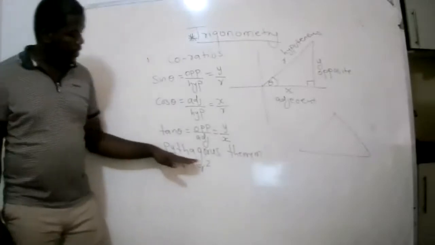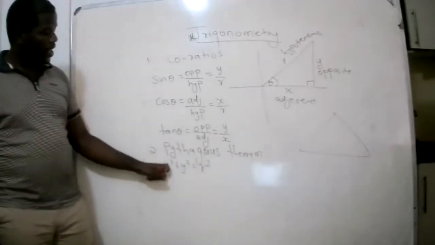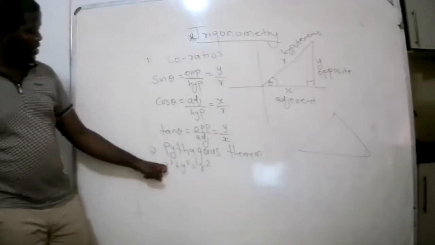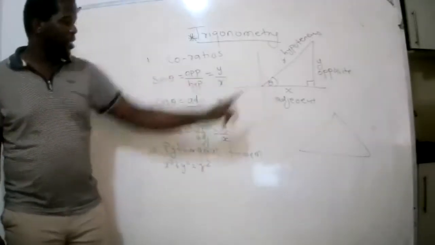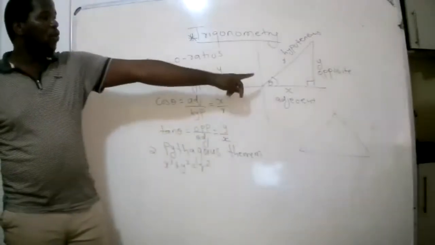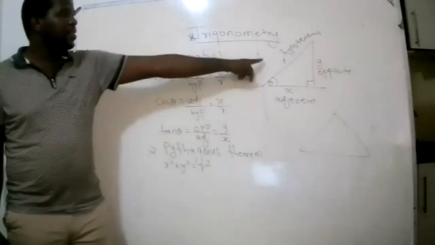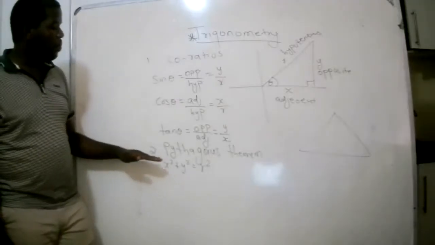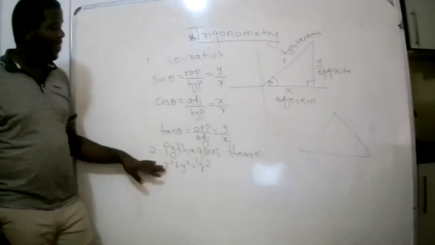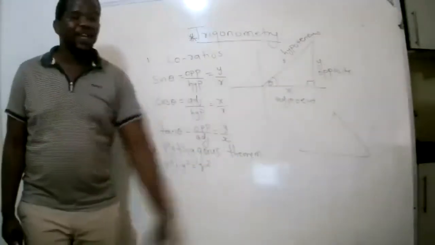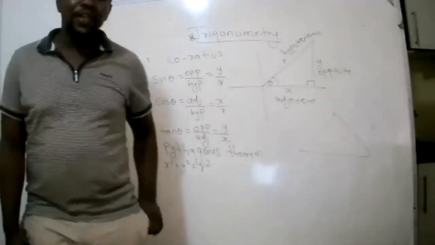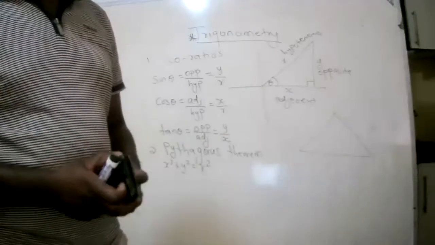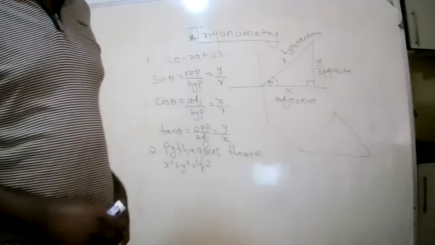So Pythagoras theorem is X squared plus Y squared, which is equal to R squared, of which in this case X is the adjacent, Y is the opposite, and R is the hypotenuse. So this is called the Pythagoras theorem. Again, Pythagoras theorem works when we are given a right angle triangle. If it is not a right angle triangle, we can't use the Pythagoras theorem. Right?